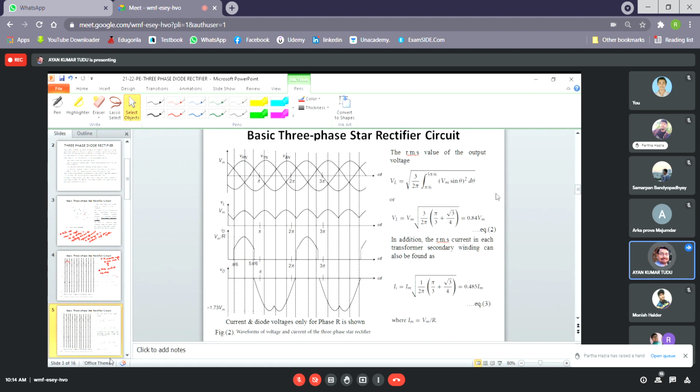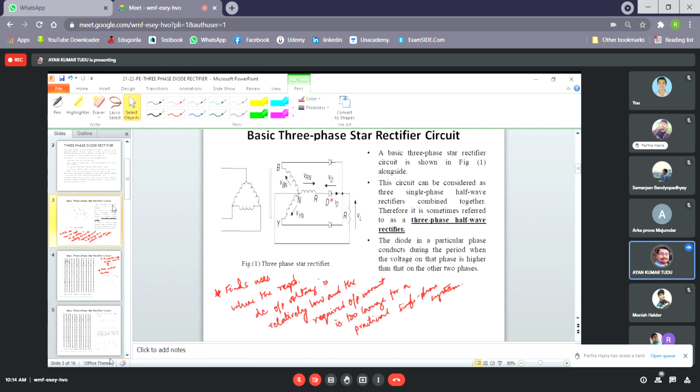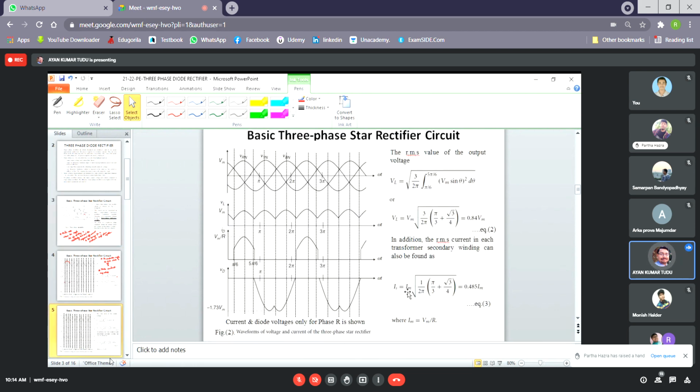In addition, the RMS current in each transformer secondary winding can also be found out by this expression: I equal to Im times root over of 1 by 2 pi by 3 plus root 3 by 4, which is equal to 0.845 Im, where Im is equal to Vm by R.